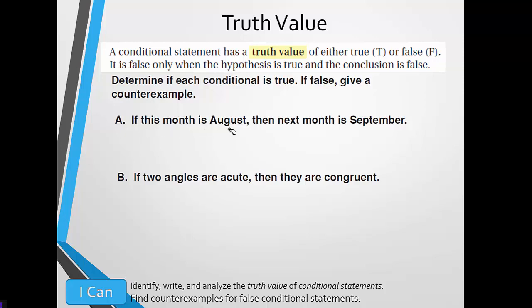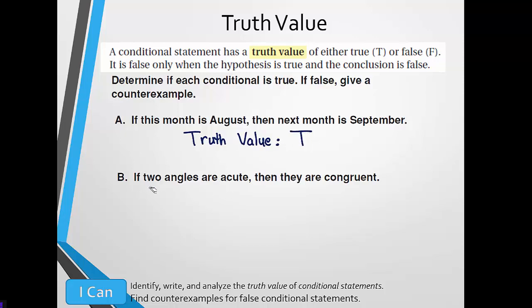So if this month is August, then the next month is September. So I'm thinking about this. Is there ever a time where the month is going to be August, but the next month is not going to be September? And there's never a time when that happens. So this conditional statement has a truth value of T, or true.